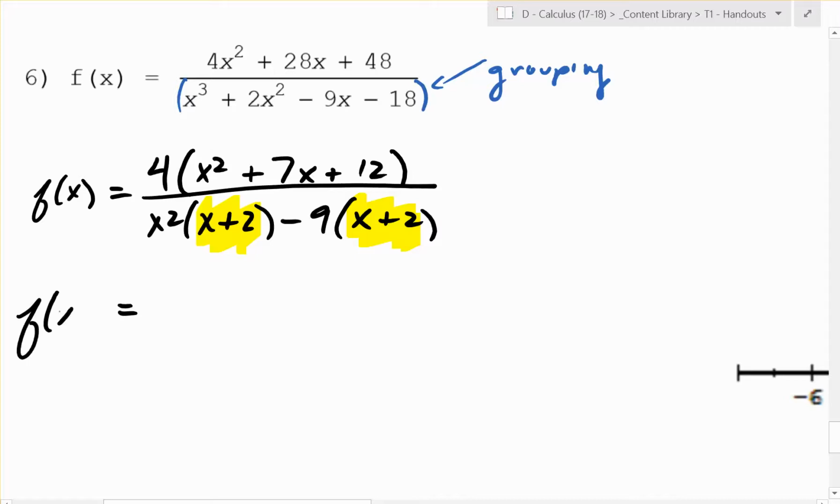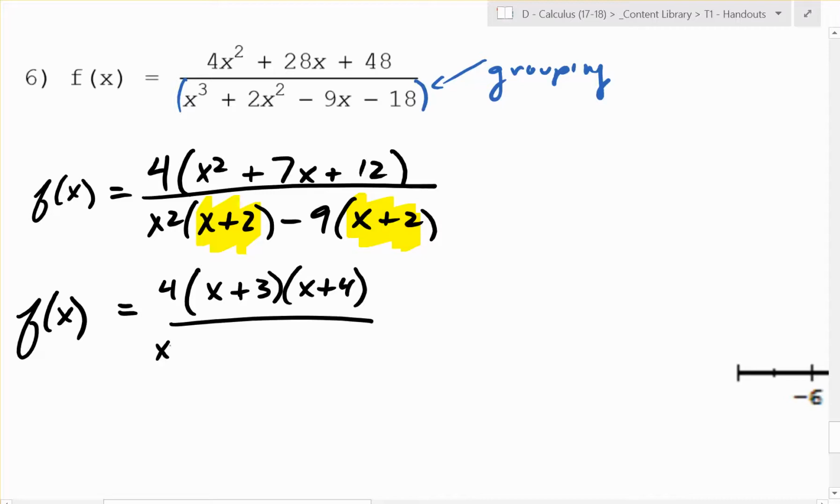You notice how I'm skipping lines. There's space between it. It doesn't just look like one nasty thing over a thing over a thing. Space your work out with lines and equal signs and equations. What can you factor the numerator into? x plus 3 and x plus 4. And then the bottom, it's x squared minus 9, x plus 2.